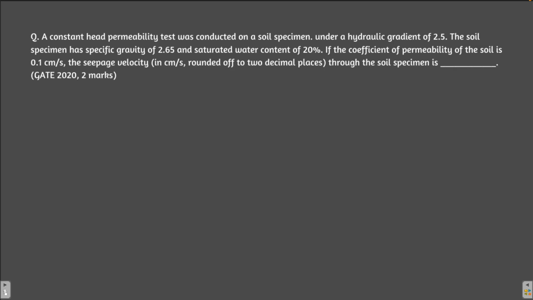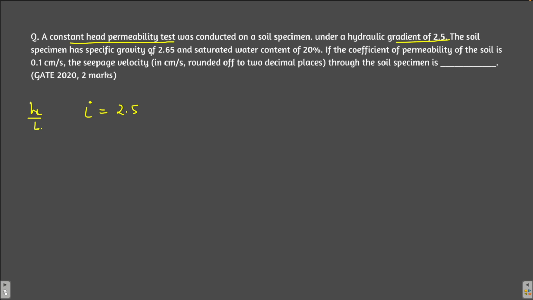This is the next question, and the question states that a constant head permeability test was conducted on a soil specimen under the hydraulic gradient of 2.5. So hydraulic gradient is given as 2.5. So hydraulic gradient means what? It is the head loss by the total length of the soil, right? Total head loss by total length of the soil.